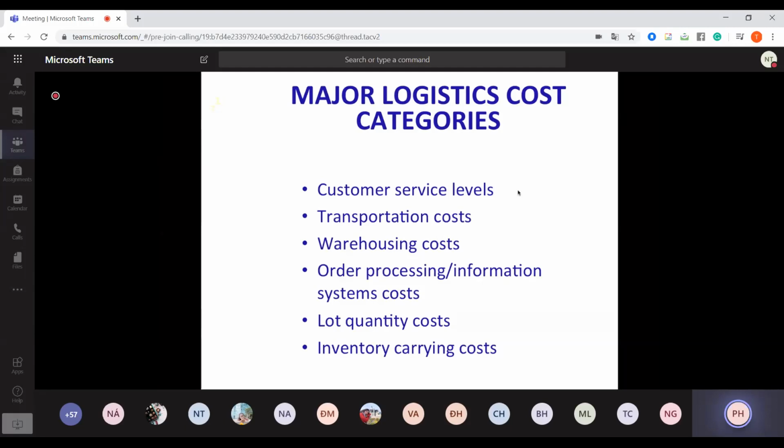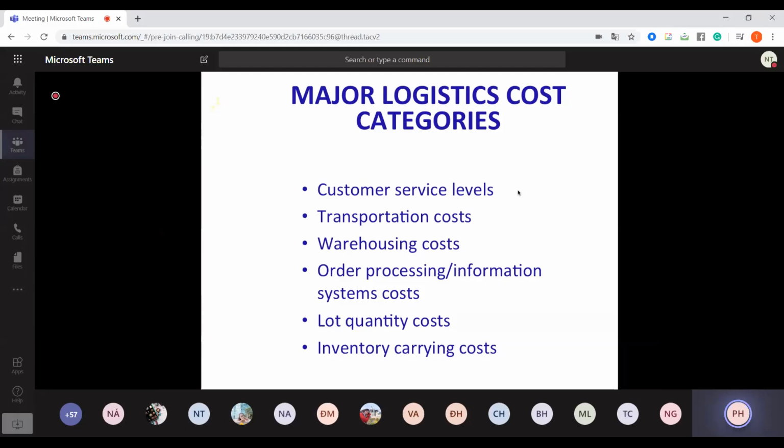But in other words, if we just deliver the goods to our final customer, maybe we need to deliver the items independently. So that's why the lot quantity cost will be much higher.